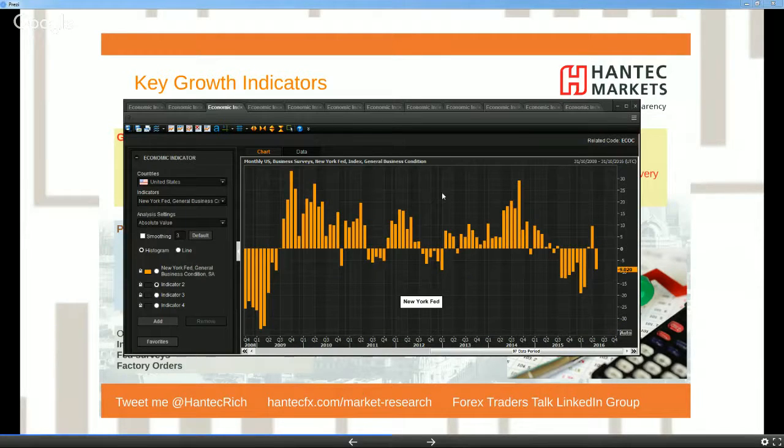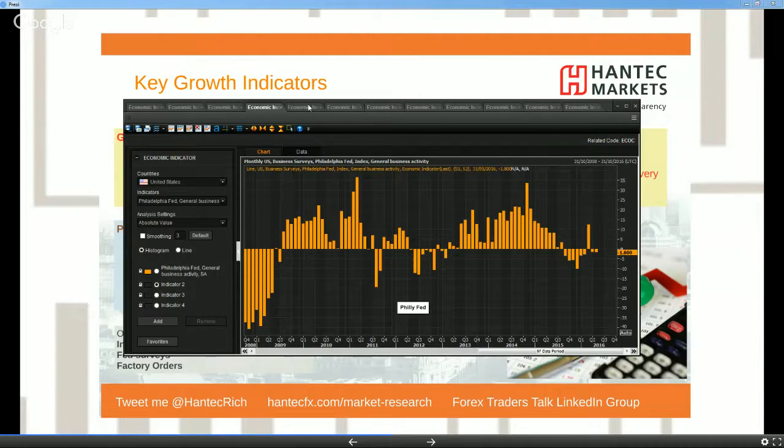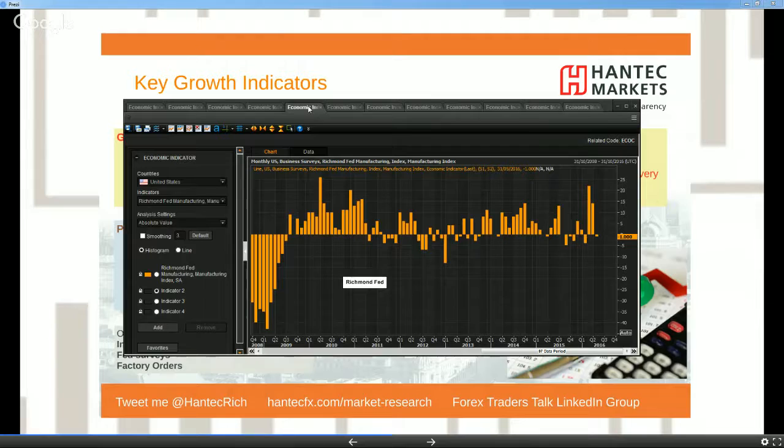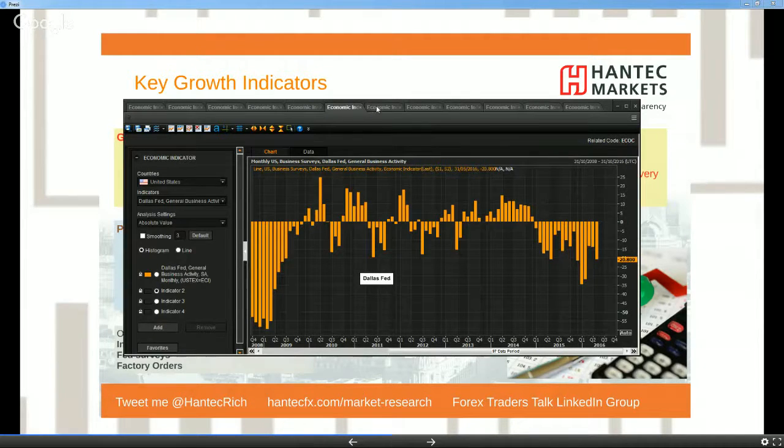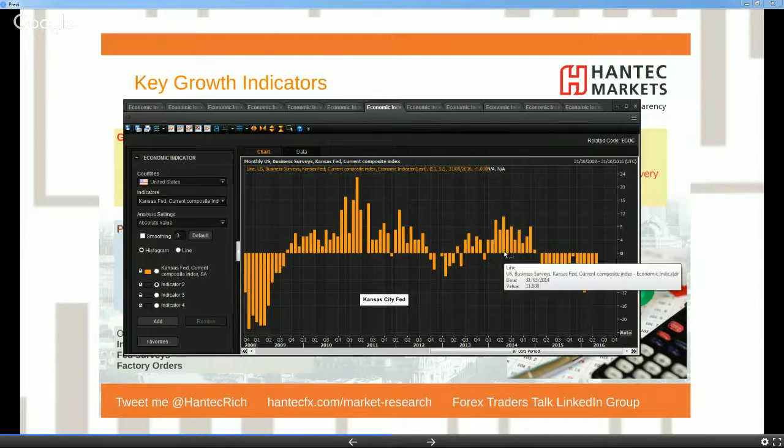But I was going to talk about the regional Fed PMIs, because what you get is the regional Fed banks do surveys of how their economies are performing, and as you can see, below zero suggests below trend growth. So New York Fed disappointing, Philly Fed disappointing. Richmond is pretty much the only one that looks positive. Dallas Fed looks dreadful, and the Kansas City Fed looks dreadful as well.